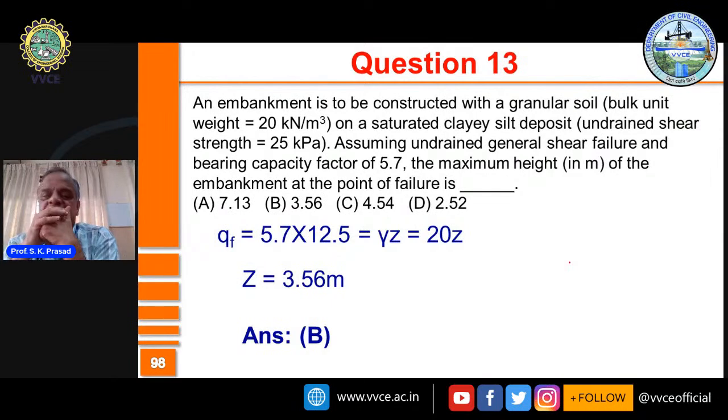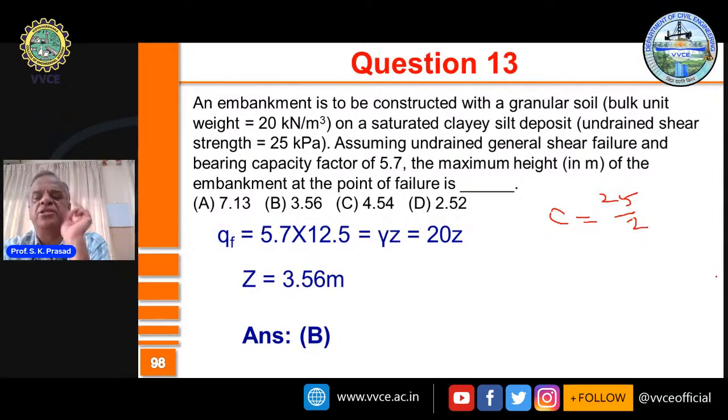Okay, let me answer the next question. An embankment is to be constructed with a granular soil. That means, sandy soil. Bulk unit weight, bulk density is 20 kilonewton per meter cube, on a saturated clay silt deposit. Okay, the undrained shear strength is given as 25 kilopascal. You conduct that in an unconfined compression testing machine. Therefore, you can simply say that C, cohesion, is half of undrained shear strength, that is 25 by 2 kilopascal.